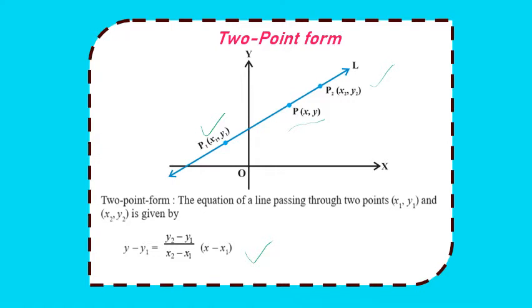Clear? So if we have 2 points on a line given, then the equation of the line will be obtained by using this formula: y minus y1 equals (y2 minus y1) upon (x2 minus x1) into (x minus x1). Clear? So pause and note down this point.